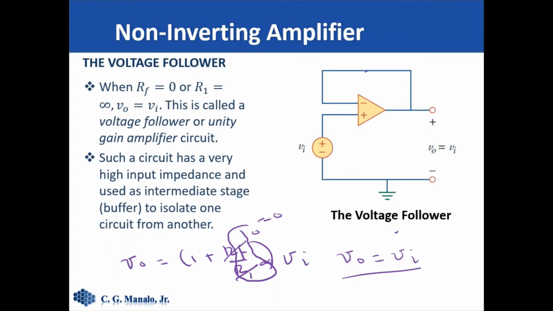So you may wonder why not just connect the input to the output directly, since this configuration simply copies the input. Well, this kind of configuration has advantages, and one of them is that the input impedance is very high. So that means the input is completely isolated from the output. So there is some form of protection for the input.